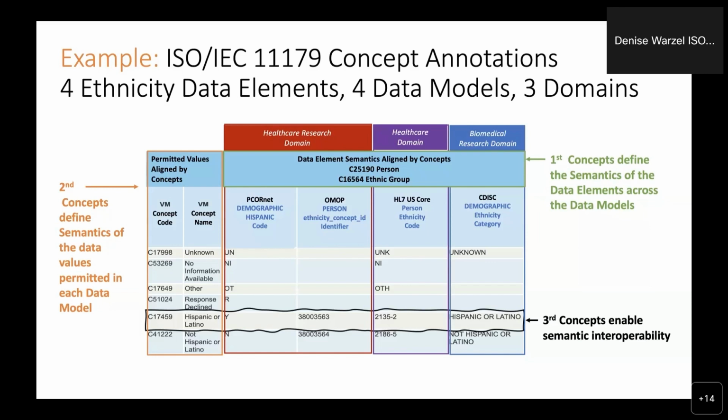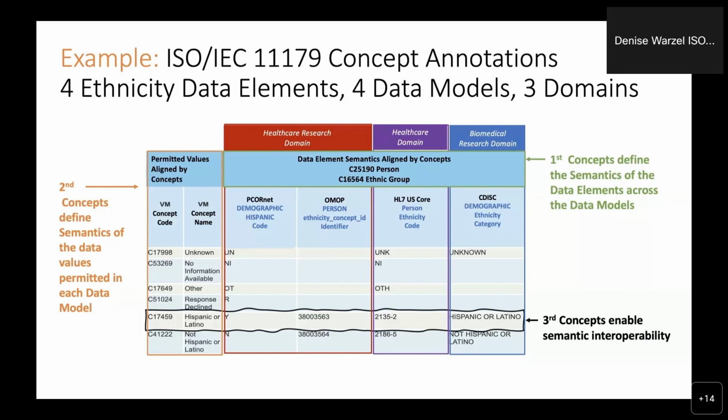And I've placed the names that are used by those data models in blue, just to show you that the names that people use in their data models are different as well. You can't always tell. This example looks a little more straightforward. You might be able to search for ethnicity by name and say, okay, these are the same. But if you raise it up a level and you search across these data models by their registered semantic annotations, they would all have this concept code of C25190 for person and the concept code for ethnic group. And then by that mechanism, we can tell that the data elements are similar across these data models.